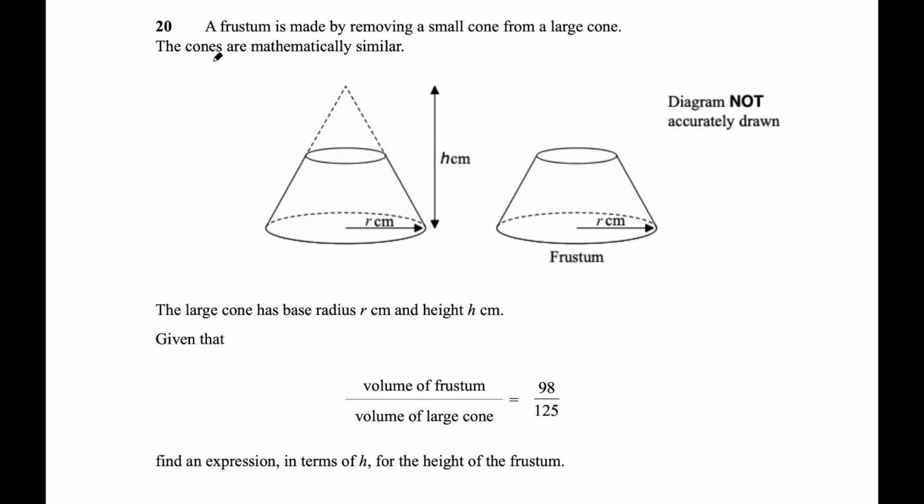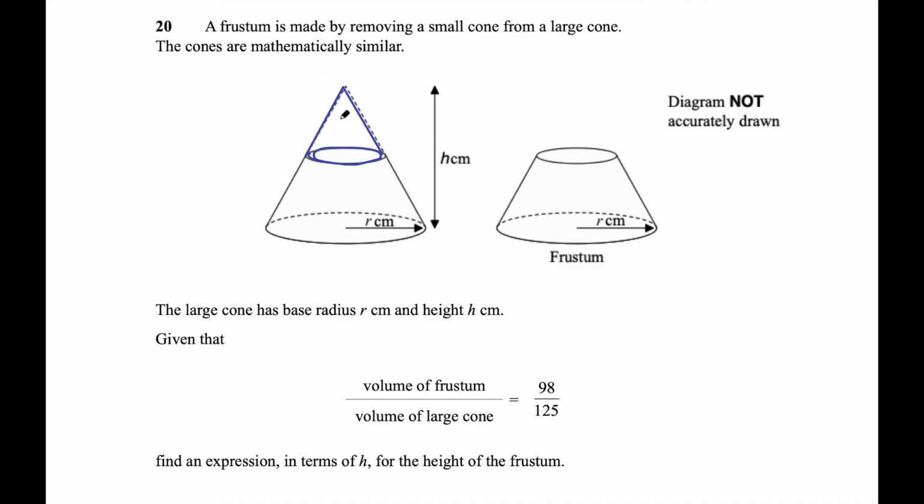Alright, now they tell you the cones are mathematically similar, not the frustum and the large cone. That's important because you need to use this equation or this ratio down here and change it slightly so that you have the relationship between this small cone here, and the large cone. So that's the key to this really. So how can you find the relationship if you're given the volume of the frustum to the volume of the large cone?